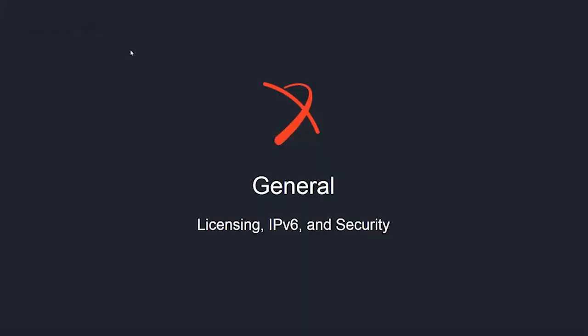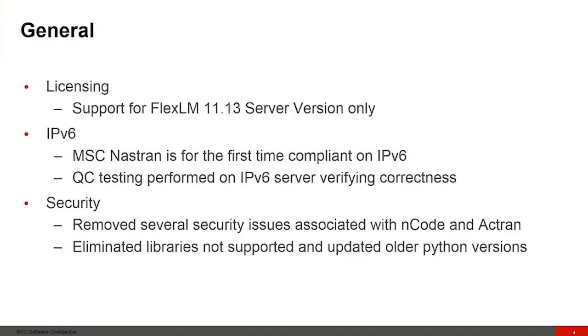Okay, so for our first topic, we're going to talk about some of the enhancements that we made in our licensing. So for the first time in MSC Nastran, we're supporting IPv6, and we're compliant with IPv6. For compliance with IPv6, we had to upgrade to a new server version for licensing, and that's listed on here, FlexLM 11.13 server version, and that is required for the license features.